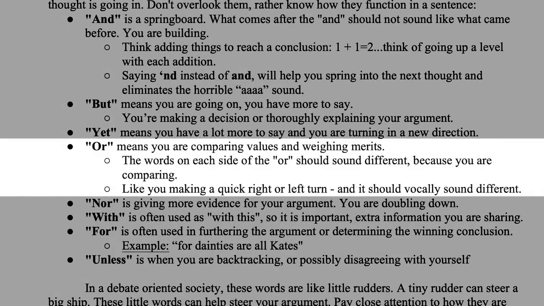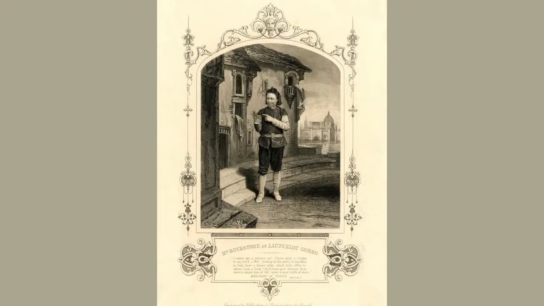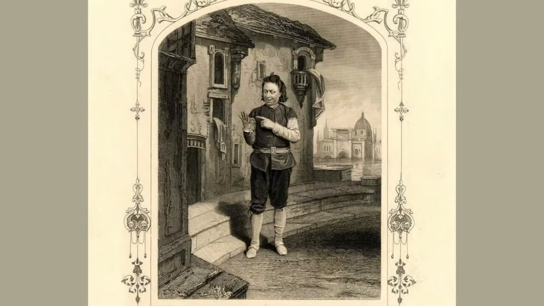Or means you're comparing the values, you're weighing the merits. You're going straight and then you say or, and you either make a left-hand turn or a right-hand turn, which means you sound different, vocal variety. You should look at Launcelot Gobbo's speech in The Merchant of Venice. Shakespeare's given him about 8 ors, so he changes a lot.